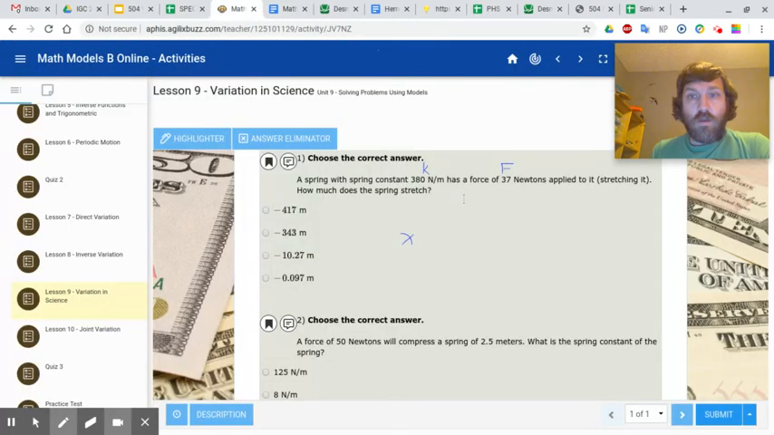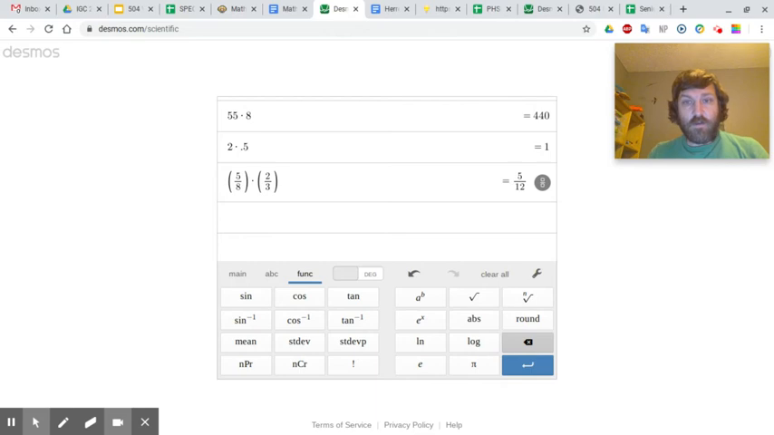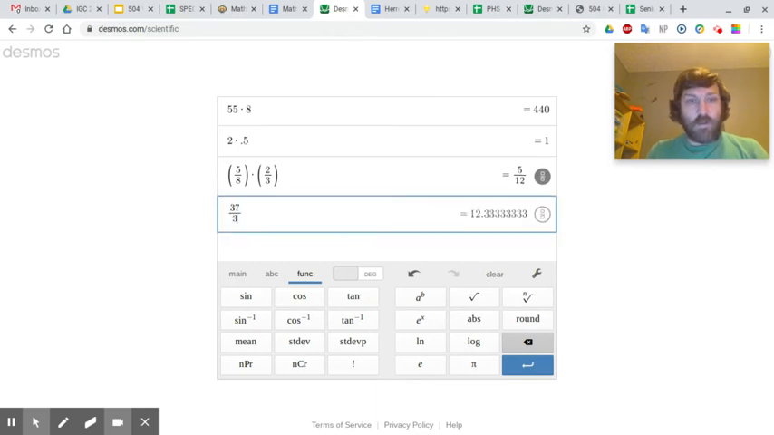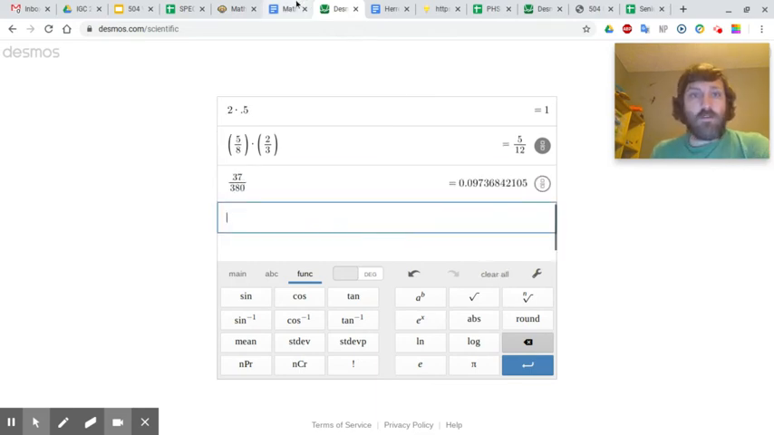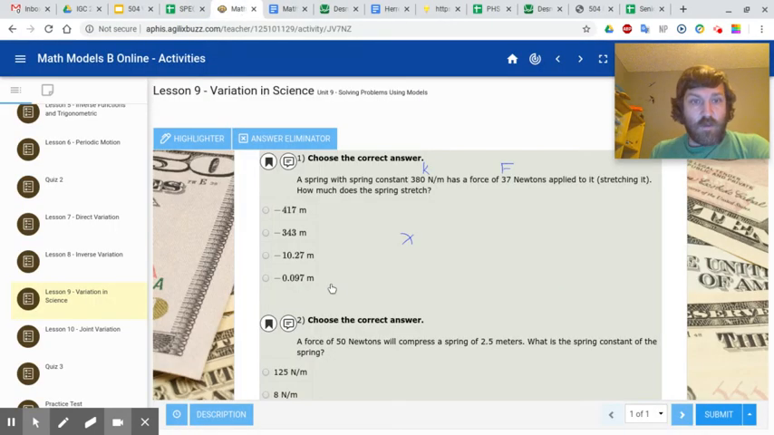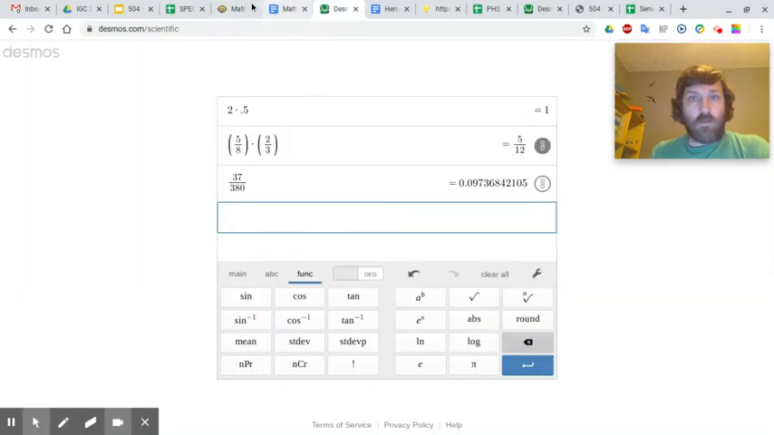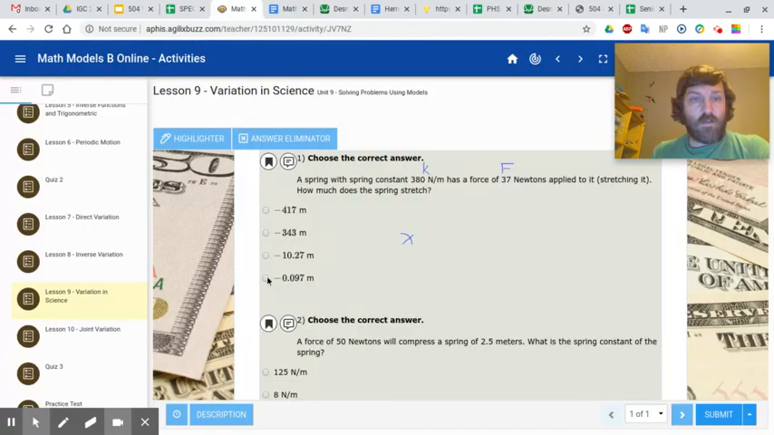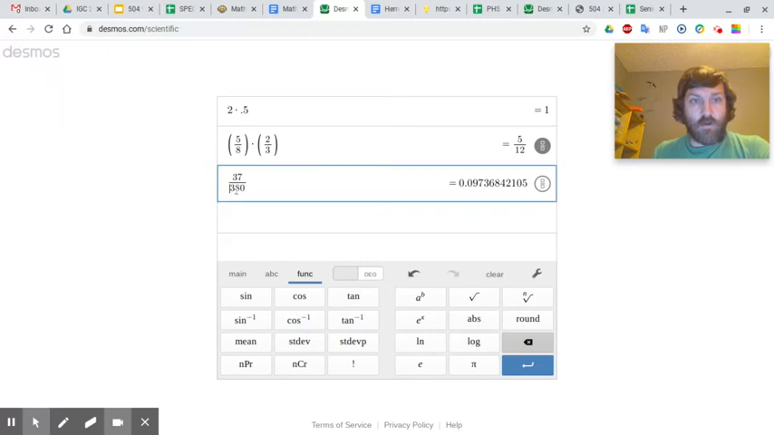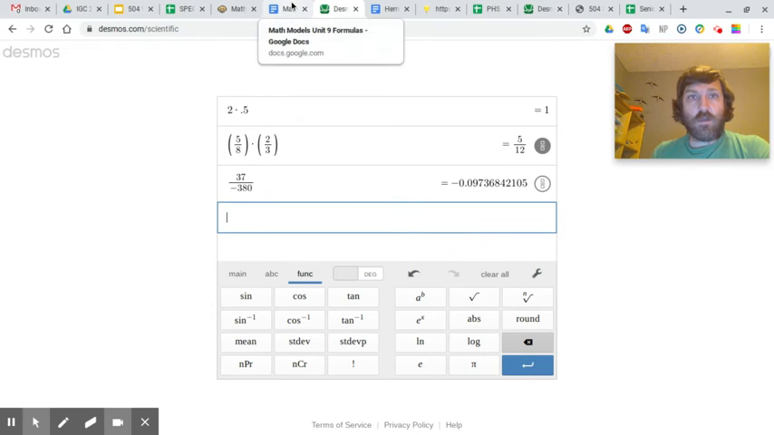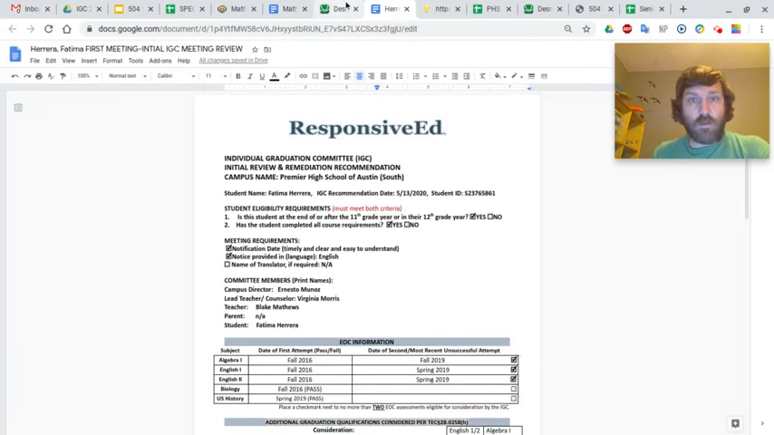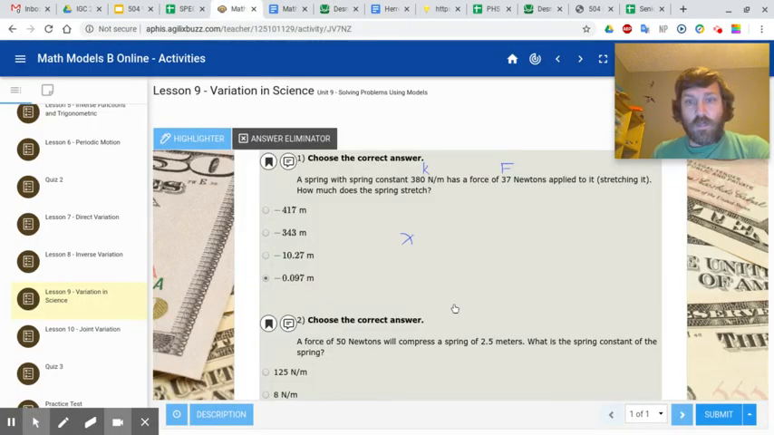So we're going to do 37 divided by 380. Let's go here, 37 divided by 380, and we get 0.009. Or 0.09, so 0.097. Oh, there it is right there. So negative 0.097. I forgot to put the negative. If I would have, our answer would have been negative, obviously. So that's my mistake on there. But that's pretty much all you're doing. You're just putting it in the right place in the formula.